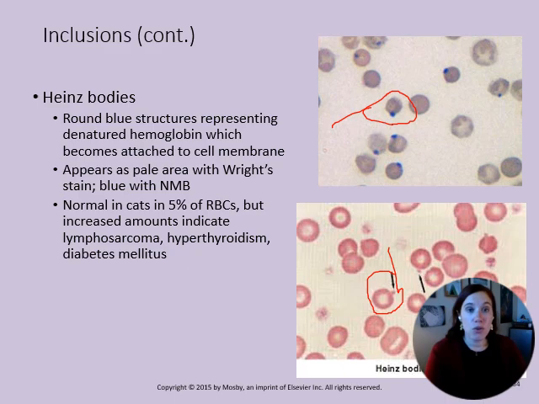It's normal to see Heinz bodies in cats in about 5% of the red blood cells. So if you see more than 5%, or an abundance of those, we might need to assess that, because increased amounts are going to indicate lymphosarcoma, hyperthyroidism, and potentially even diabetes. Okay, so these are Heinz bodies.